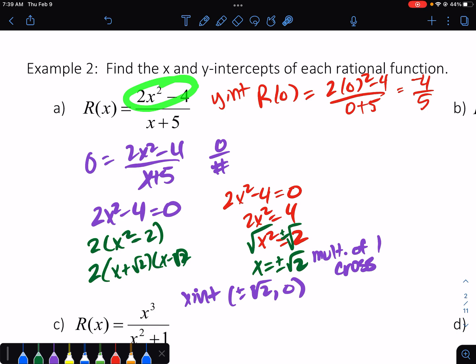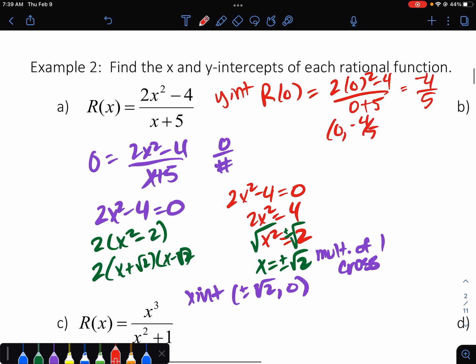If you remember from polynomials, your y-intercept is always your constant. So if we have a polynomial on top and a polynomial on the bottom, our y-intercept is going to be the ratio of the constants. So notice here this ratio is -4 over 5, which is the same thing as here. So our y-intercept is 0, -4/5.